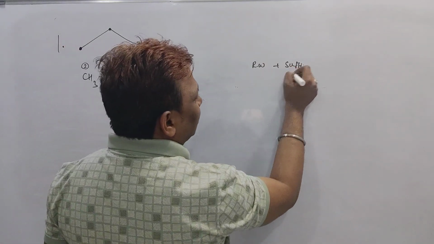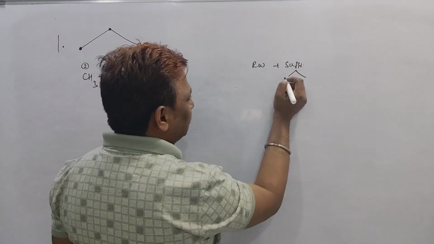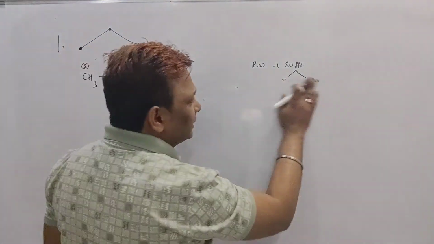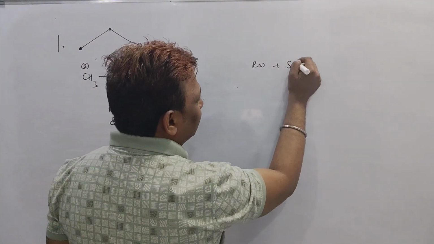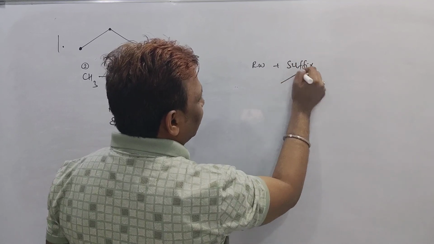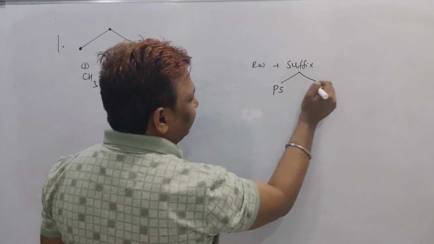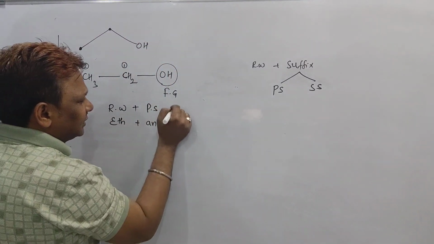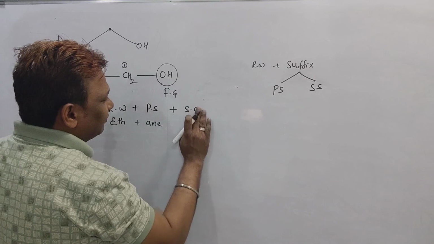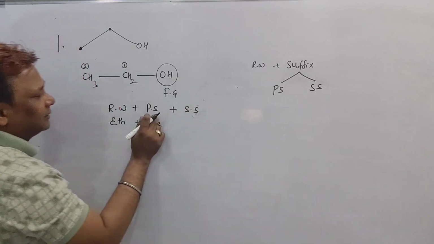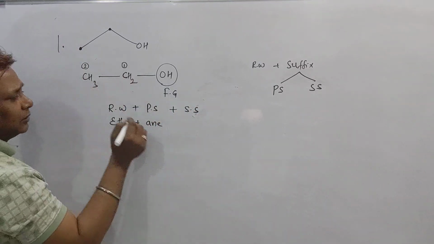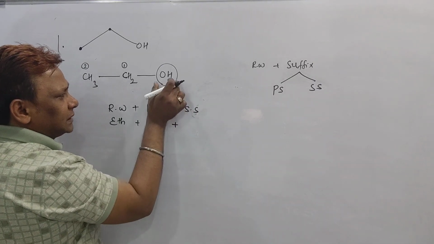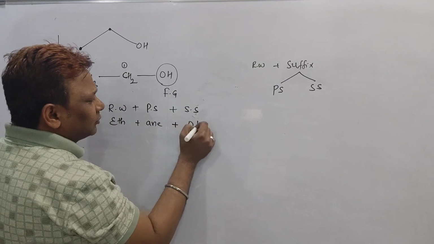Plus suffix. Do you know, beta? Suffix is of two types. What are those two types? Primary suffix and secondary suffix. So root word plus primary suffix plus secondary suffix. What is the primary suffix here? The compound contains single bonds, so ANE, plus the secondary suffix for the presence of a functional group. What is that, beta? OH. What should you use? OL.